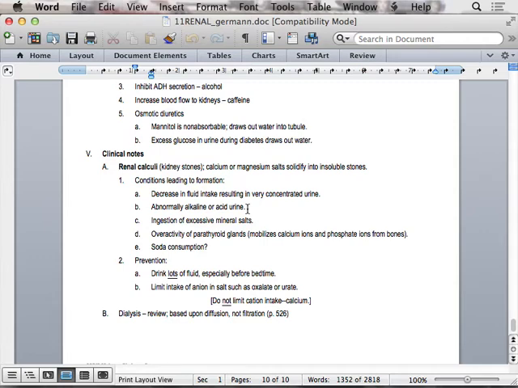Okay. So renal calculi. They can break them up with lasers and sonar, isn't that what they use? But then you just have to pass a whole bunch of little pieces instead of a big piece.